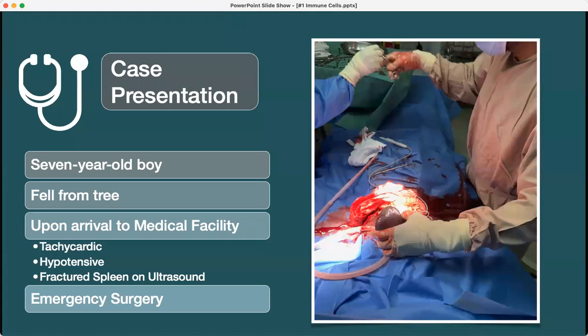All right, let's talk about a spleen. This is an image I took with a little boy who fell from a tree, and he presented with a very rapid heart rate. The term is tachycardic. His blood pressure was low. The term is hypotensive. And on ultrasound, he had a fractured spleen. So he had emergency surgery, and there's a surgeon holding the spleen in his left hand.